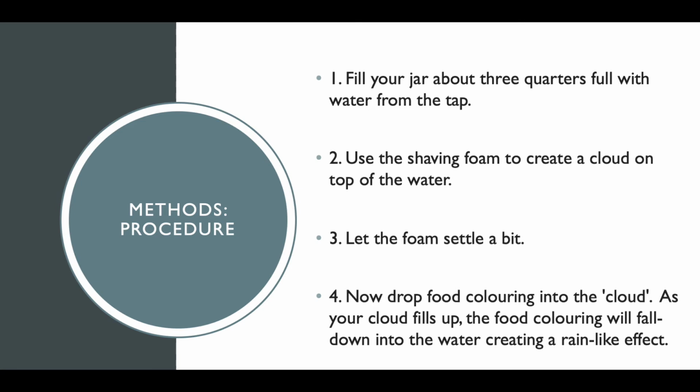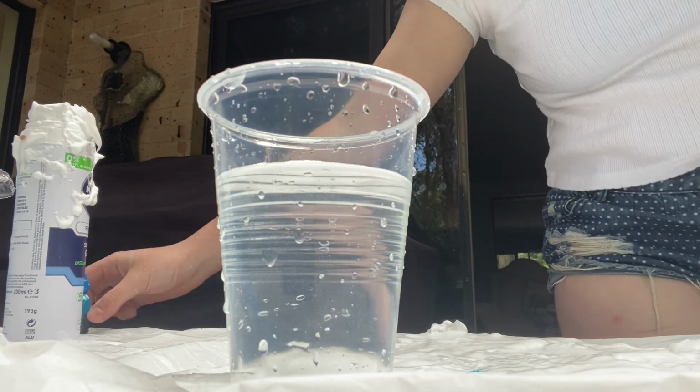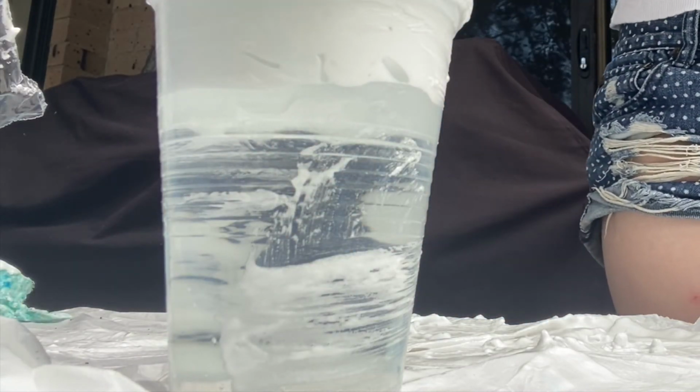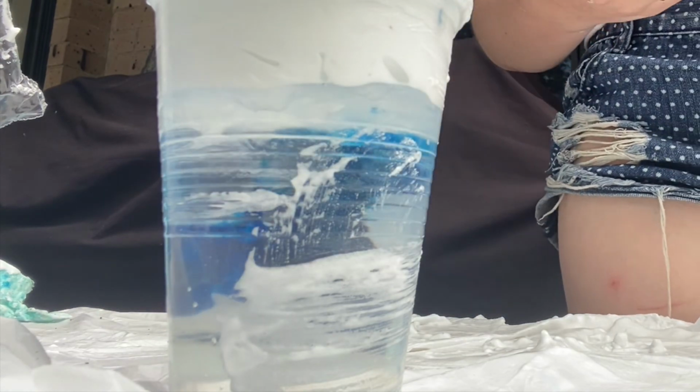Fill the cup up about 3/4 full with water from the tap. Use shaving cream to create a foam cloud on the top of the water. Let the foam settle a little, then drop food coloring into the cloud. As your cloud fills up, the food coloring will fall down into the water, creating a rain-like effect.